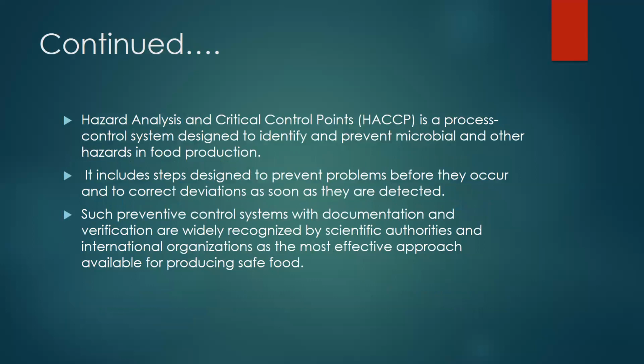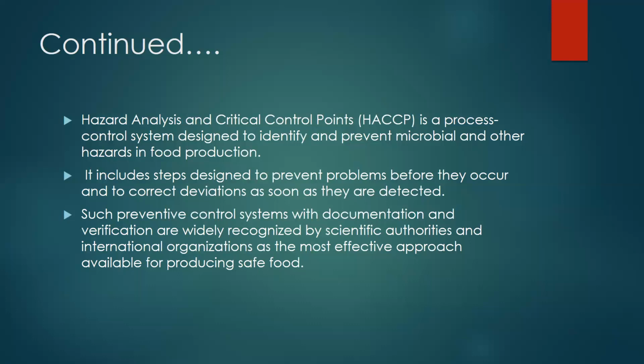HACCP is a process control system designed to identify and prevent the microbiological and other hazards in food production. It might be a chemical hazard, biological hazard, or physical hazard. It includes a number of steps which are designed in order to prevent the problems before they occur and to correct deviations as soon as they are detected.